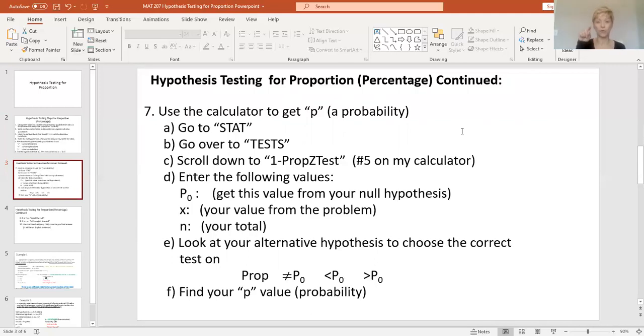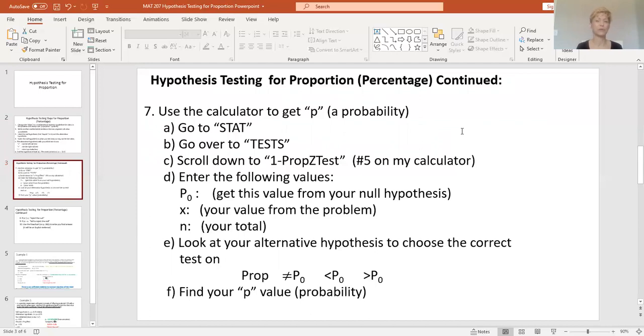And then you're going to scroll down till you find 1-PropZTest. That prop stands for proportion, and that test stands for hypothesis testing, and it uses Z-score. So that's the reason it's called 1-PropZTest. Now on my calculator, that's number 5, but it might be different on yours. All right, so scroll down to 1-PropZTest and hit Enter.